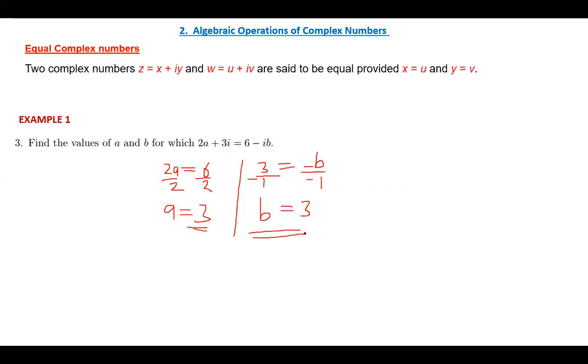So let us proceed. Let's see what we have. We start first with addition of complex numbers. When you're adding two complex numbers, Z and W, maybe Z is x plus iy.